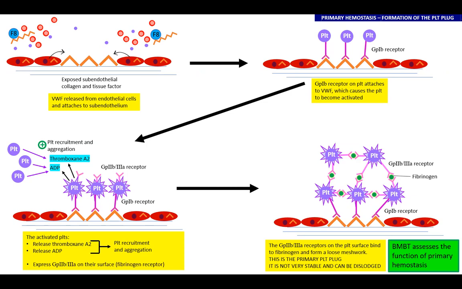The formation of this primary platelet plug is what BMBT assesses. So BMBT, which is your buccal mucosal bleeding time, assesses the ability to make this primary platelet plug, which is primary hemostasis, and that is all it assesses. Okay.